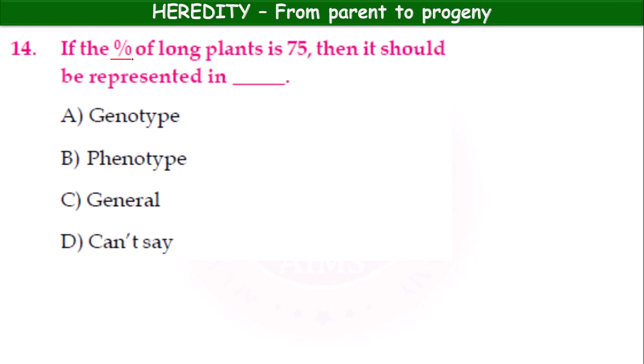If the percentage of long plants is 75, then it should be represented in genotype, phenotype, general, or can't say. Here long plant 75% generally we can say. So, this is the phenotypic by seeing the height, okay, physical.